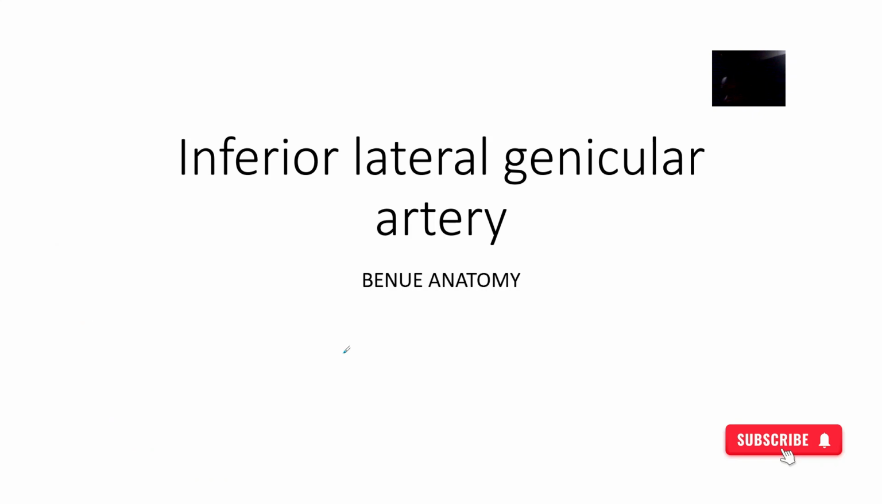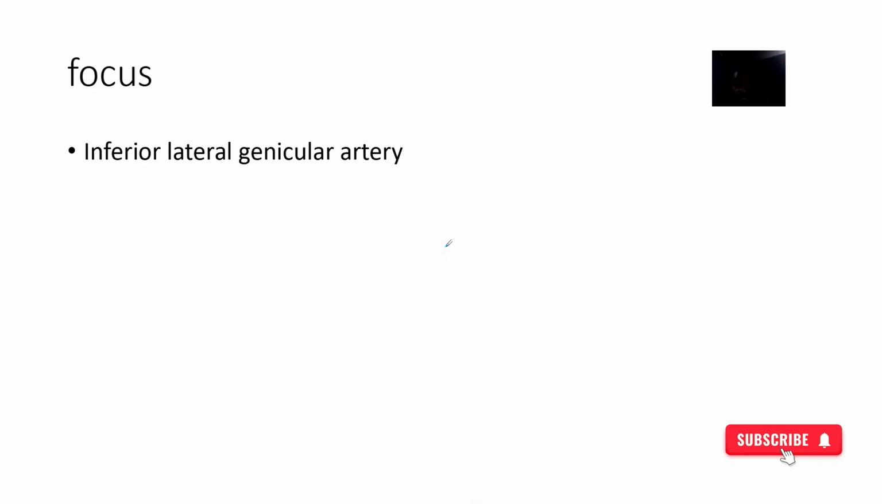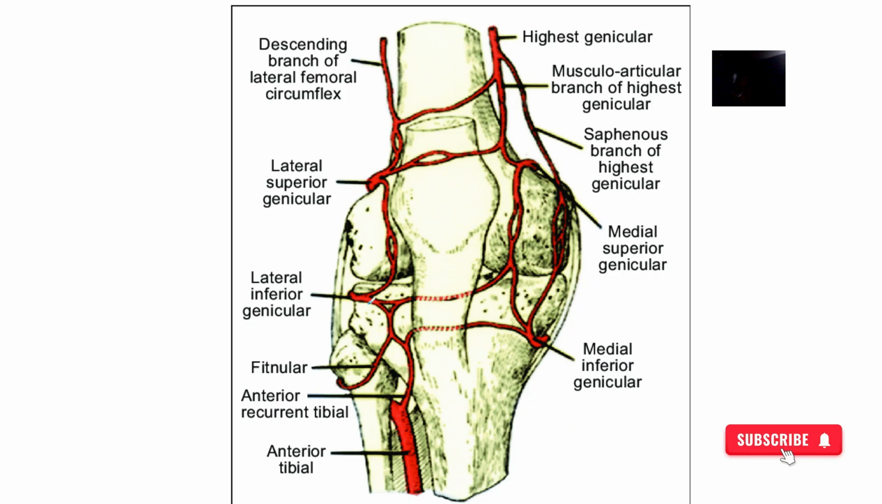So now moving forward, we'll move to the next type of artery, which we'll get to discuss its anatomy. And this one too is also an artery which is found around the knee. Okay, so an artery which is found around the knee. So this artery is known as the inferior lateral genicular artery. Inferior lateral genicular artery. So you can also say lateral inferior genicular artery, it's still the same thing.